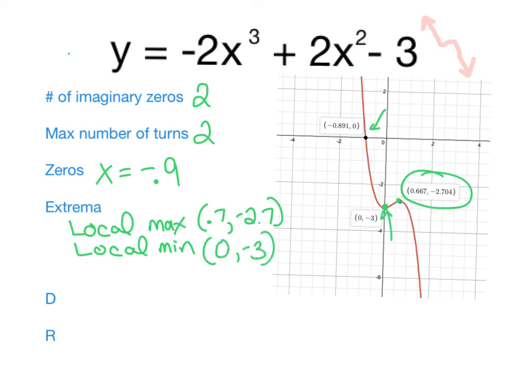All right, let's state domain. Again, forever left and forever right on this one, and the range is the same, goes forever down and forever up.